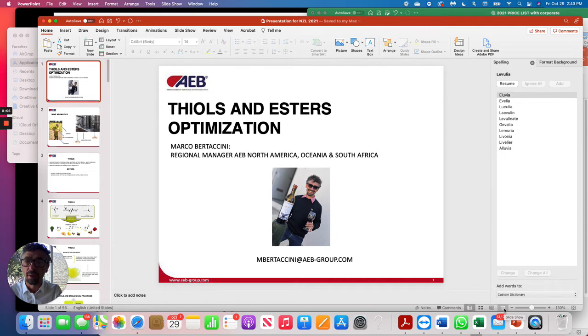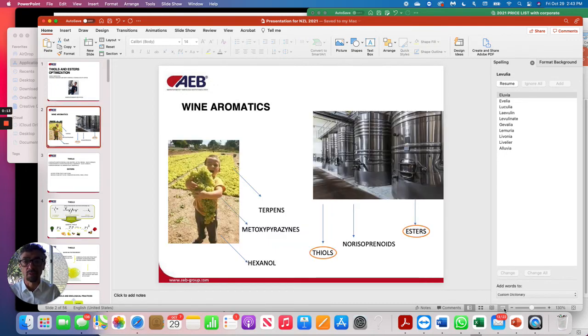I'm going to talk to you today about thiols and esters optimization, especially in Sauvignon Blanc, especially during fermentation. As we know, wine aromatics can be primary, secondary, or even tertiary. So from the grapes, there would be primary, like terpenes, methoxypyrazine, the herbaceous xanol. Secondary, like the thiols that we're going to discuss today, norisoprenoids, esters, and then other aromatics that can come up with aging.